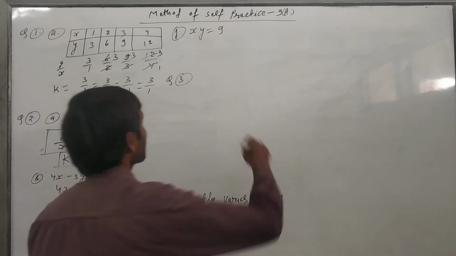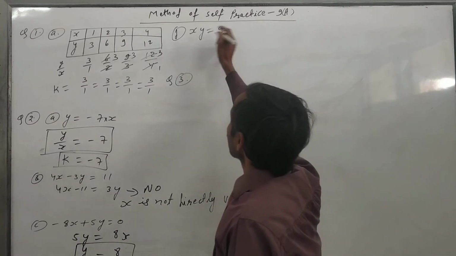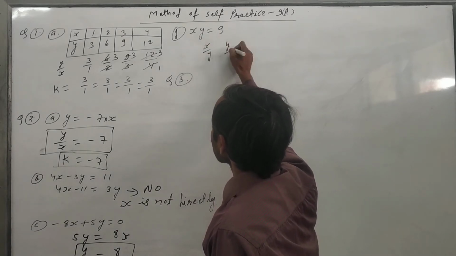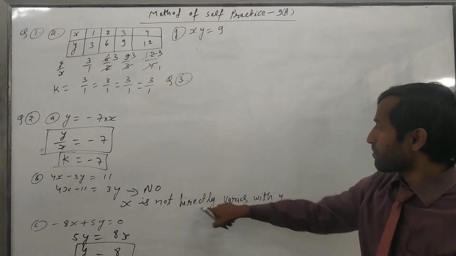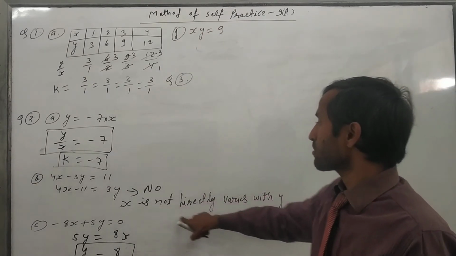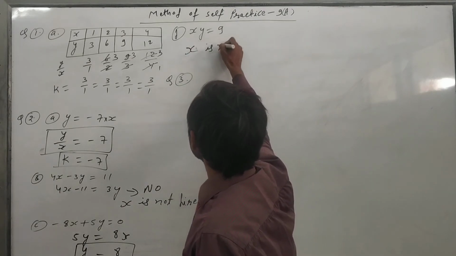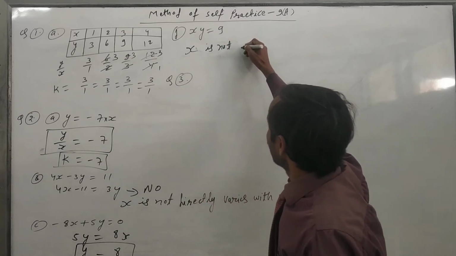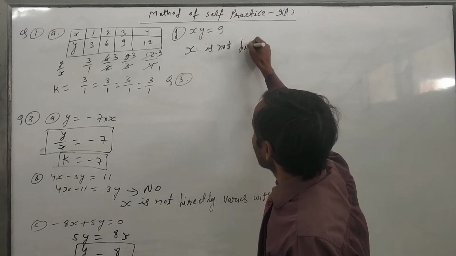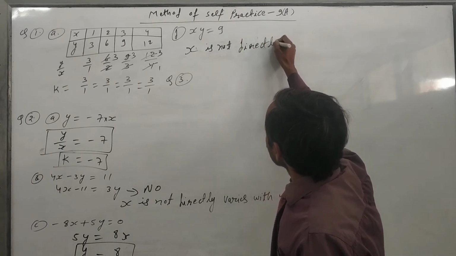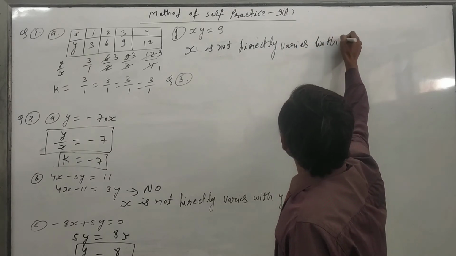Now in the D part, x into y is equal to 9 is given. So it is not possible to write x upon y or y upon x like that. It is a product. So it does not vary directly, meaning we cannot say x varies directly with y. So just write down like this: x is not directly varying with y. Okay, this is the answer.